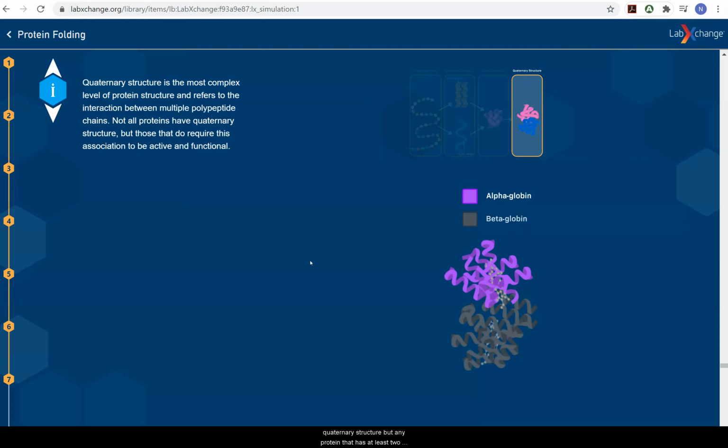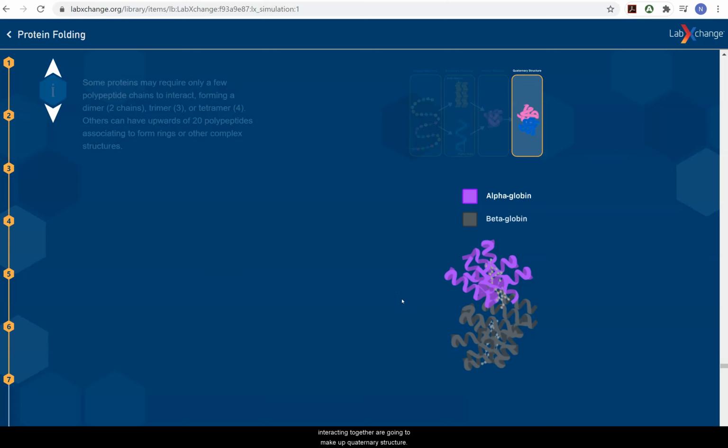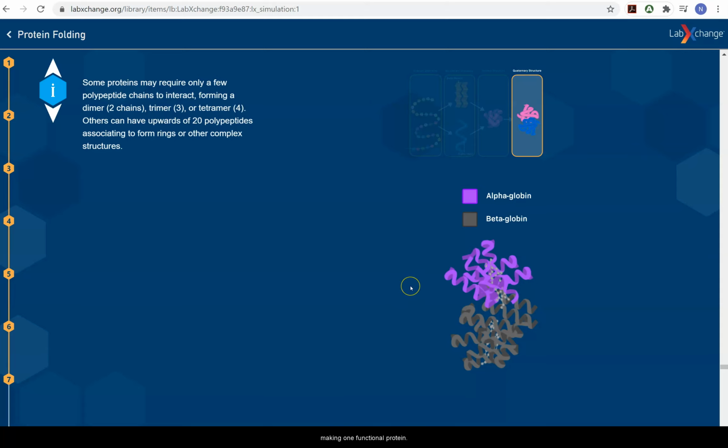So not all proteins have quaternary structure, but any protein that has at least two different polypeptides, or two of the same polypeptides even, can form quaternary structure. So here for hemoglobin, you have an alpha globin chain and a beta globin chain. Those two interacting together are going to make up quaternary structure. Some proteins only have a few polypeptide chains, making a dimer, or 3 polypeptide chains, making a trimer, or 4, a tetramer, but it could get much larger. Sometimes you've got 20 or even 50 different polypeptide chains, making one functional protein.